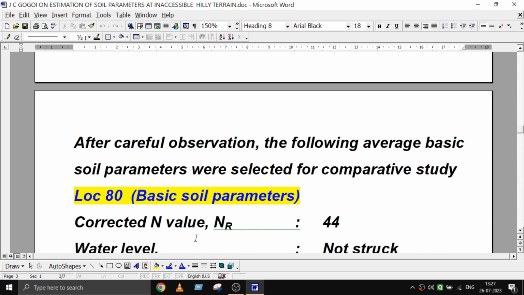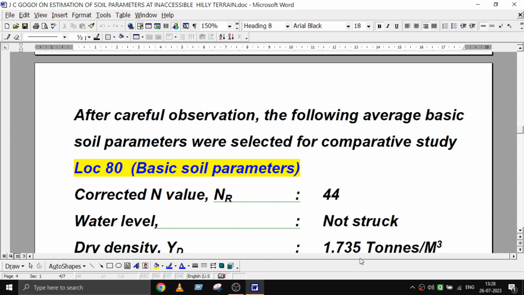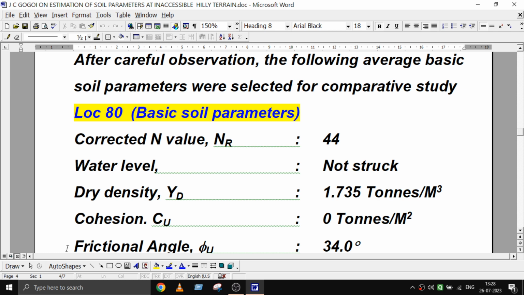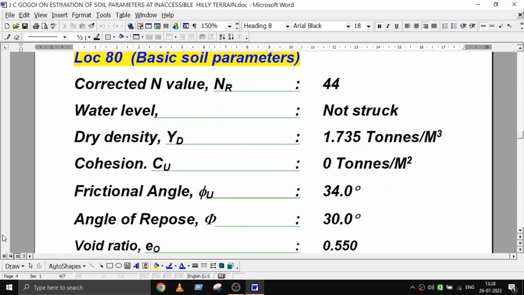After careful observation, the following average soil parameters were selected for comparative study. Corrected envelope 44, that is after due correction of overburden pressure. Dilatancy correction is not required since we are not getting water table. Water table is not struck even up to 15 meter. How is it possible? It is 200 meter above mean sea level, so water cannot be there. Dry density 1.735 ton per cubic meter. Cohesion is zero. Frictional angle 34. Angle of repose 30 degree. Void ratio is 0.55.